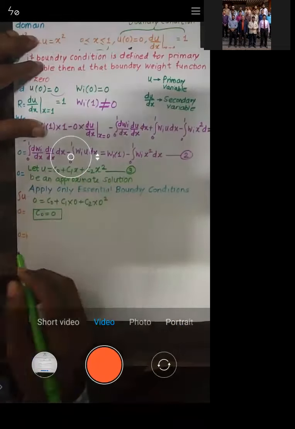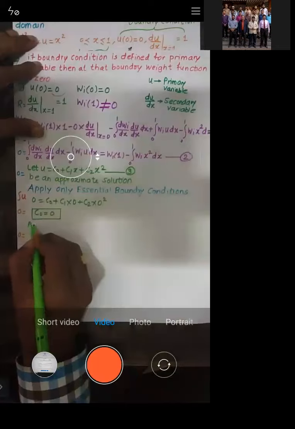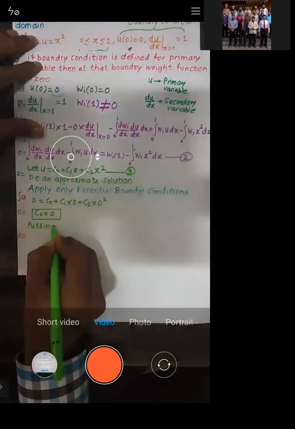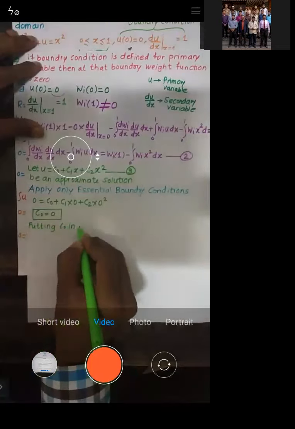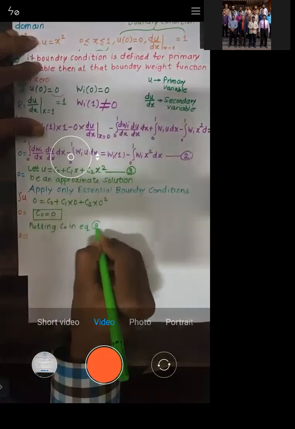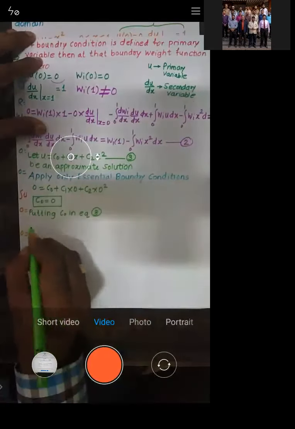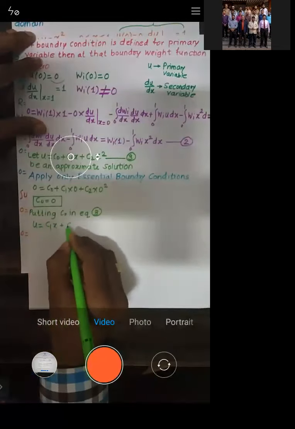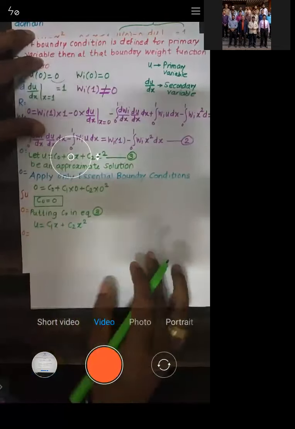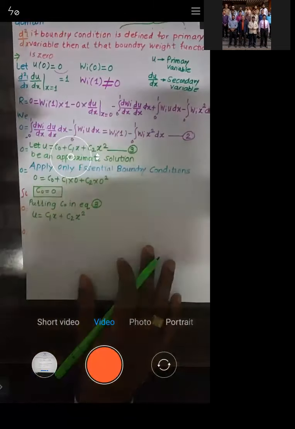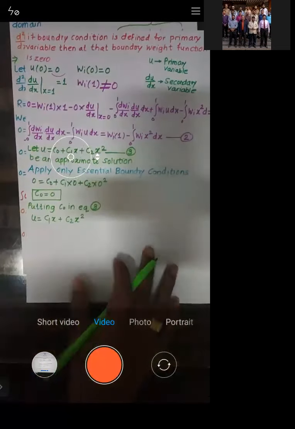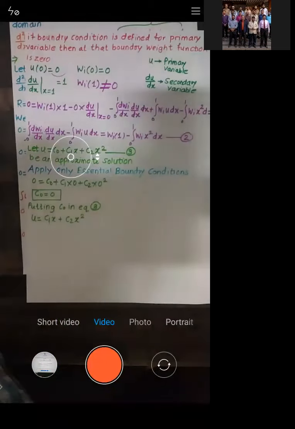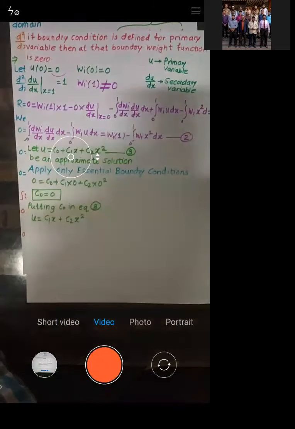Let us put it here. Putting c0 in equation number 3, what will we get? We will get u is equal to c1x plus c2x square. This is the equation we got now: u is equal to c1x plus c2x square.